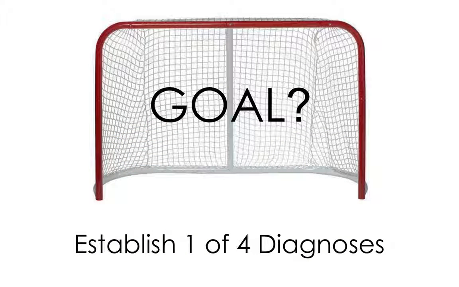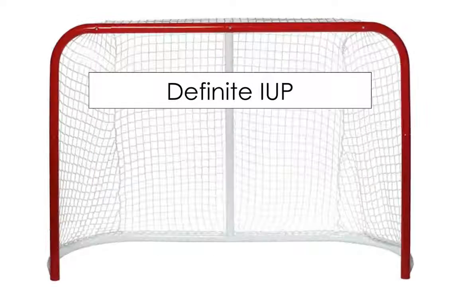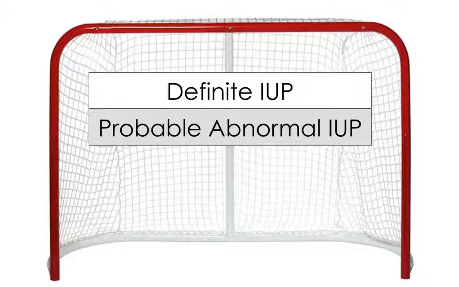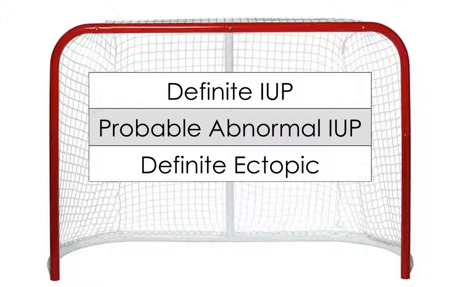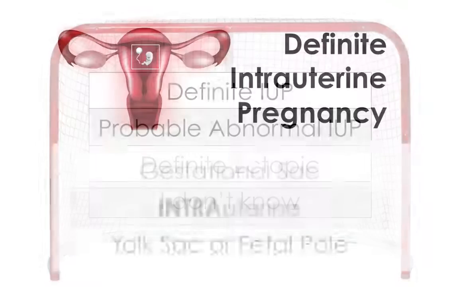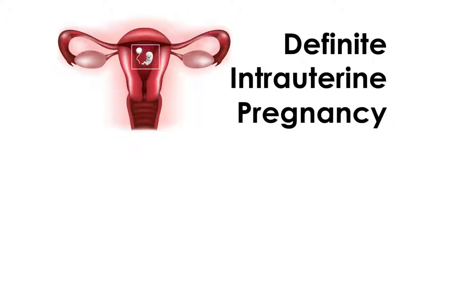The goal of the overall management strategy we will teach you to use is to establish one of 4 diagnoses. Those diagnoses are definite intrauterine pregnancy, probable abnormal intrauterine pregnancy, definite ectopic pregnancy, and no definite intrauterine pregnancy, or just simply, I don't know.